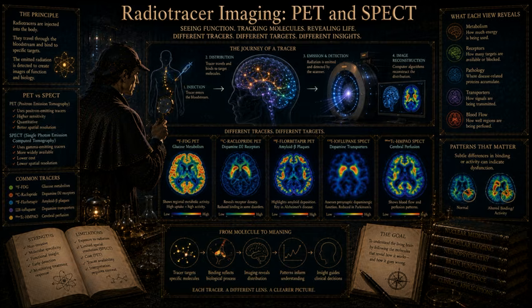Here are the details of this episode. PSYCH 027, Radiotracer imaging with positron emission tomography and single photon emission computed tomography, fundamental principles, methodology, and role in neuropsychiatric research. Byline: tracking the invisible, following molecules to understand function in the living brain.